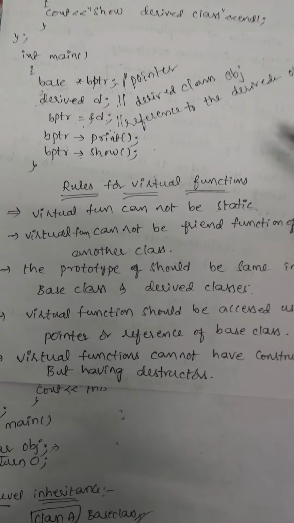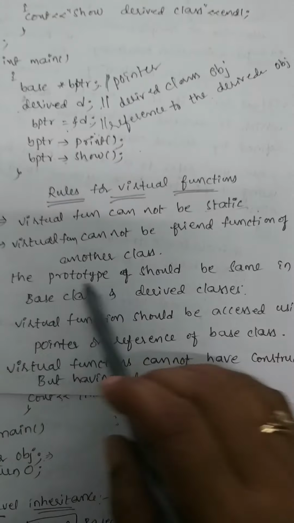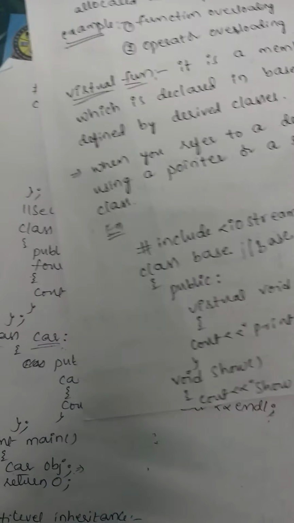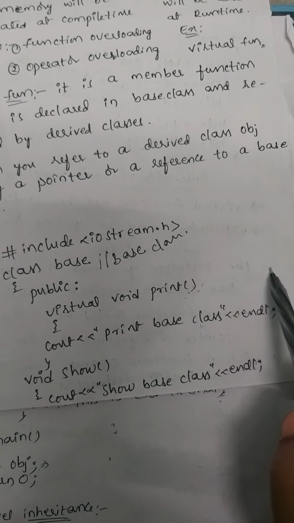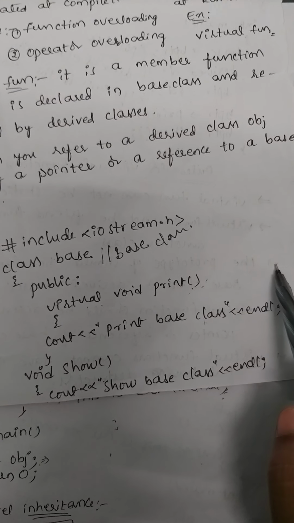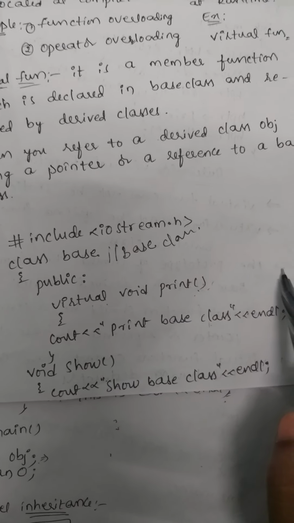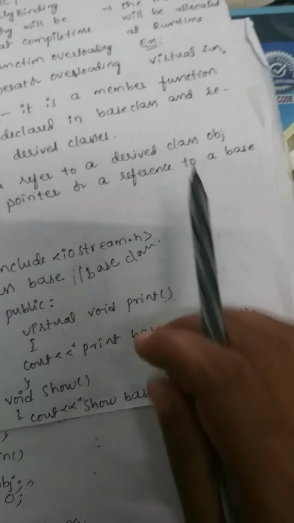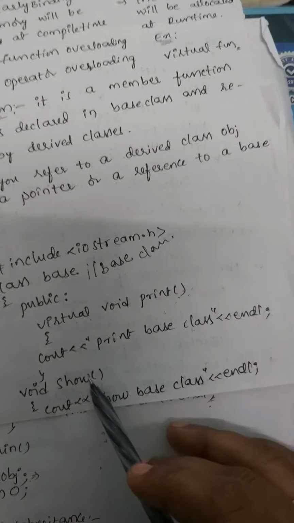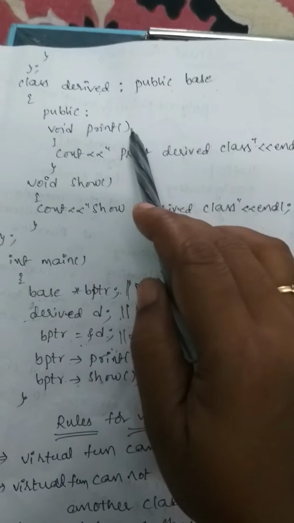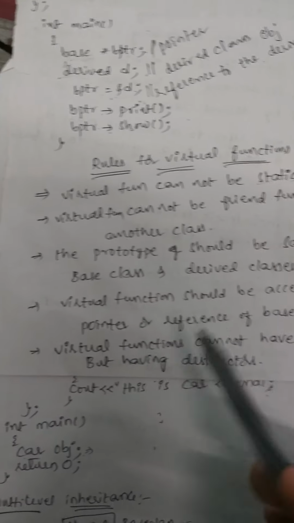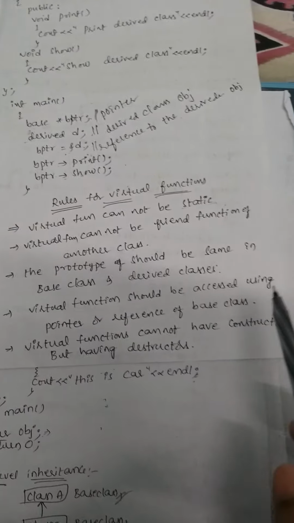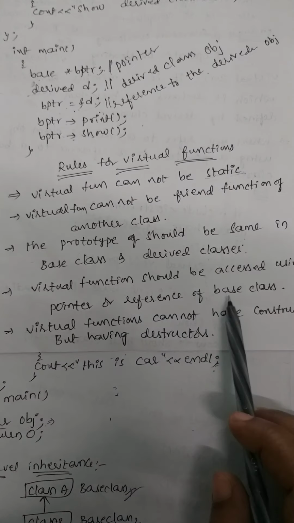See this example. The prototype is the function type, the function name and the parameter list. The prototype of the function should be the same in the base class and derived classes. Void show and void print are in the base class. The same void show and void print we are using in the derived classes also.